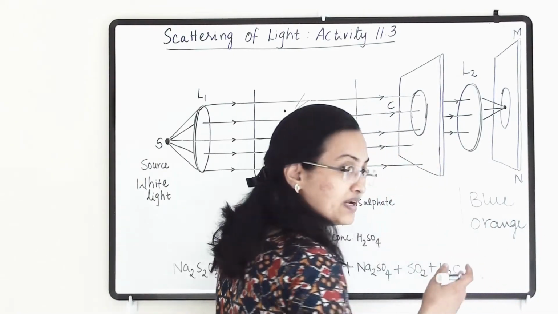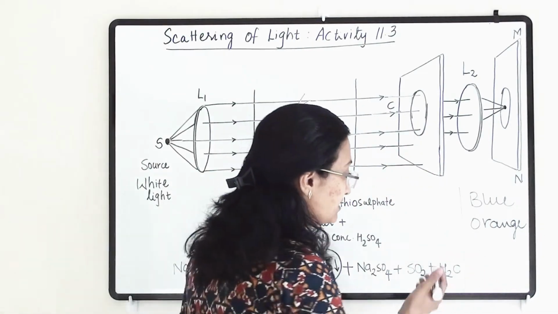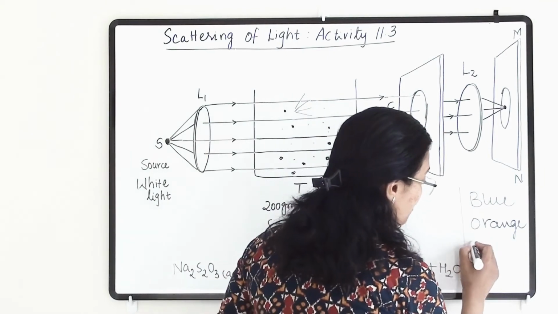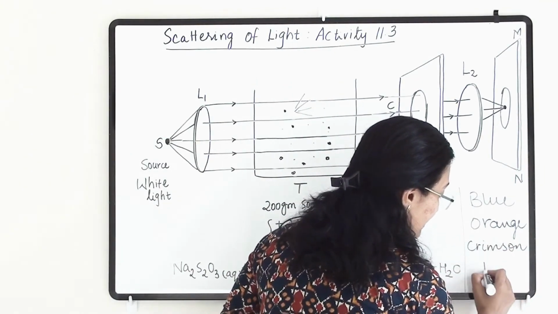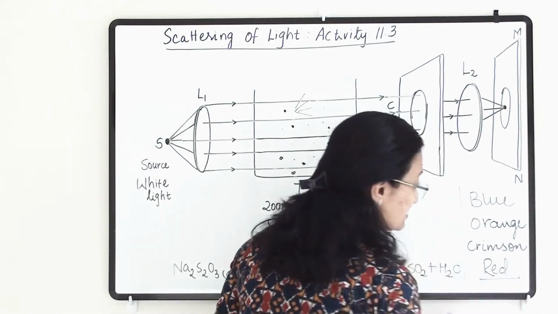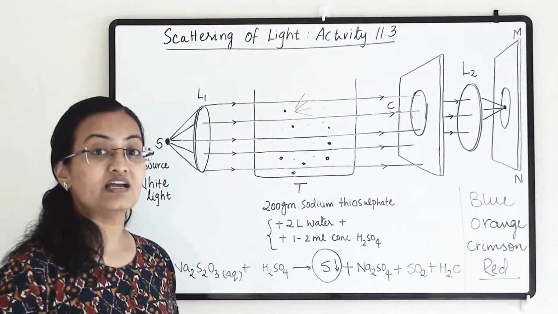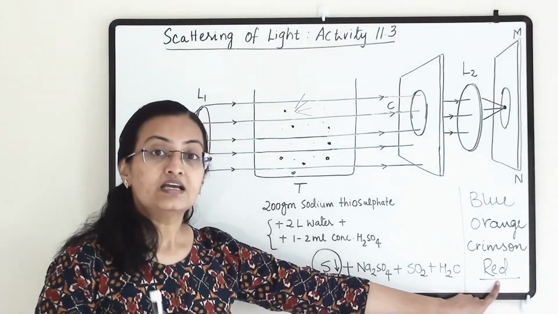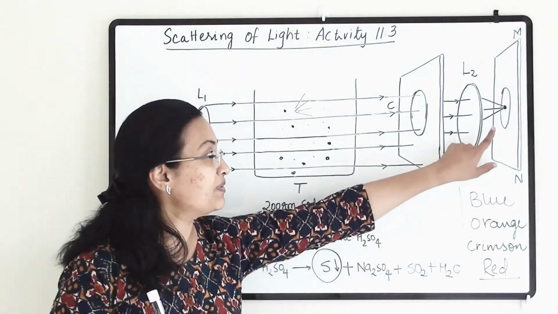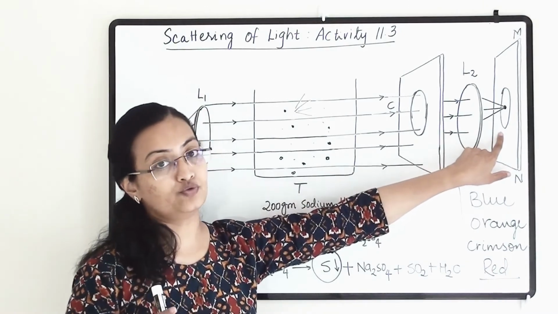After that, when particles become even bigger, they will scatter light which has a color that is crimson. And at last, when particles are big enough, they will scatter the light which has the maximum wavelength, and that is color red. So at last we'll be able to see the red color light over here.